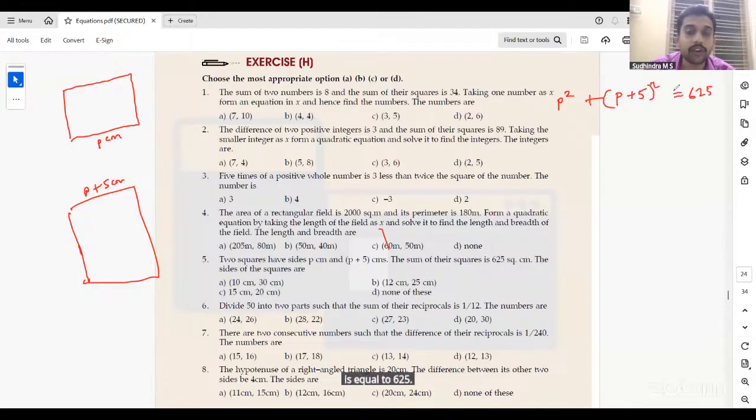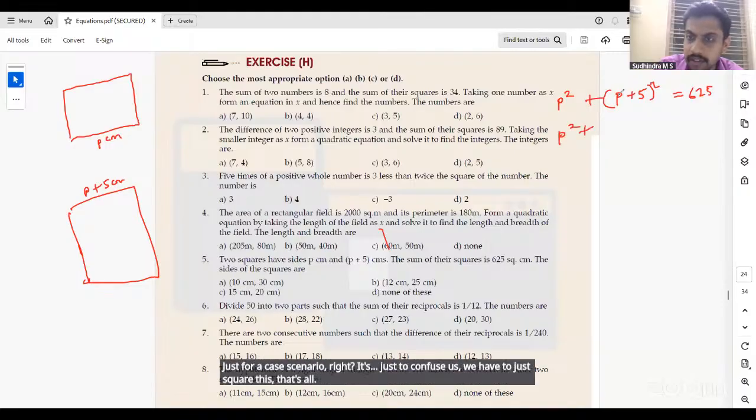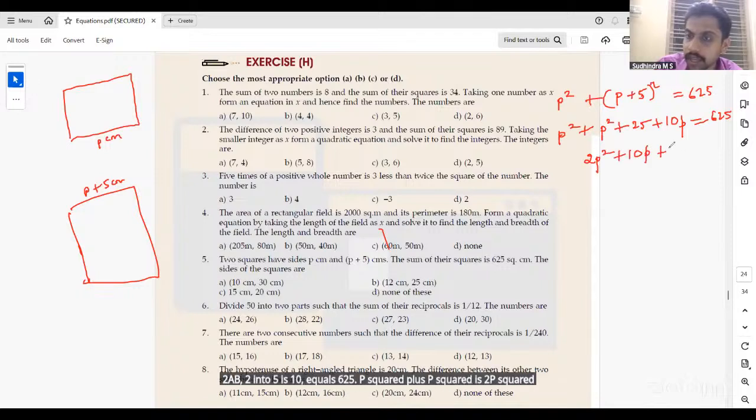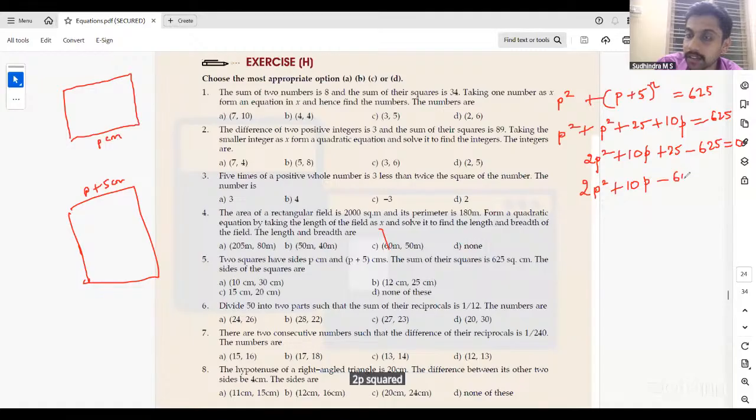The squares reference they have given is just for a case scenario, right? It's just to confuse us. We have to just square this, that's all. P square plus a plus b the whole square: a square plus b square plus 2ab. 2 into 5 is 10, equals 625. P square plus p square is 2p square plus 10p plus 25 minus 625 equals 0. 2p square plus 10p minus 600 is equal to 0. Divide by 2. P square plus 5p minus 300 equals 0.